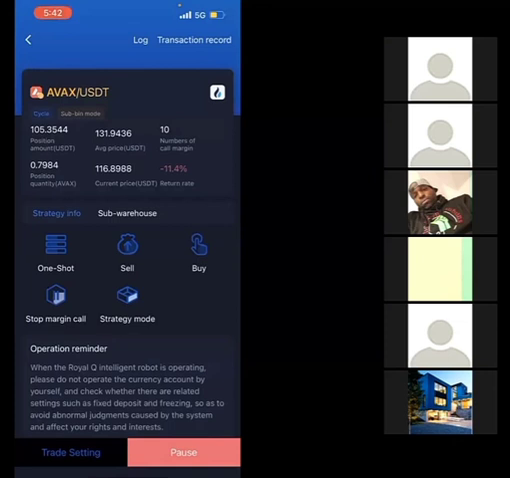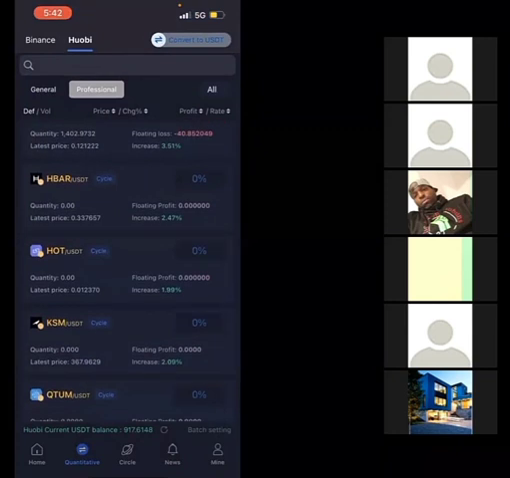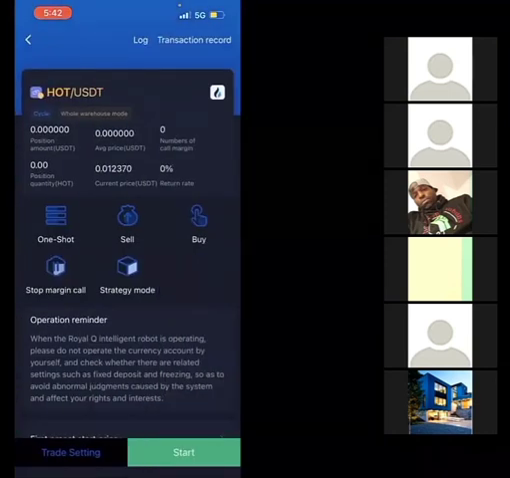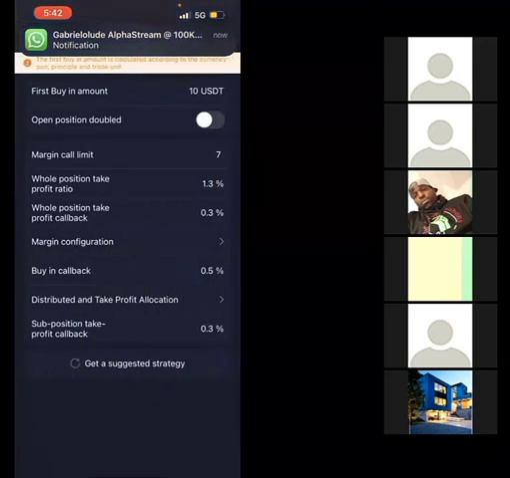Now, if I wanted to put in settings, like when you first get started, let me go back real quick. Let me just get a coin I'm not trading on. See the ones that have 0% on the right? It means I'm not messing with them right now. So let me click on hot. This is what it looks like, just fresh. I'm going to click on trade settings on the bottom real quick. These are the default settings.